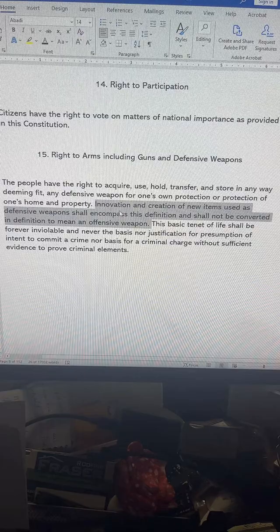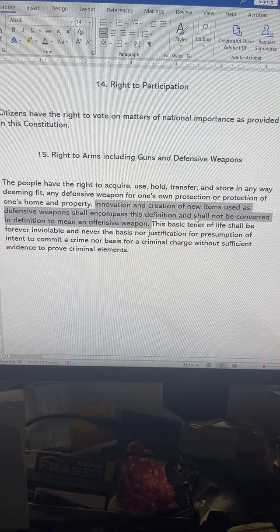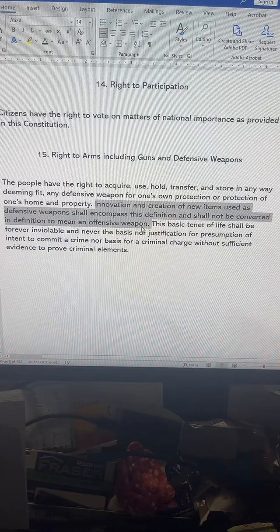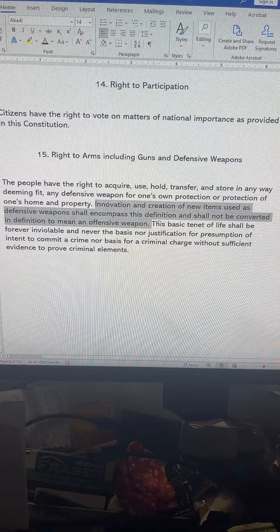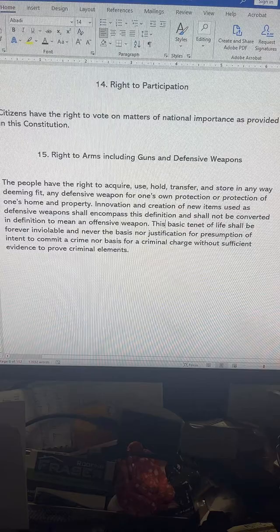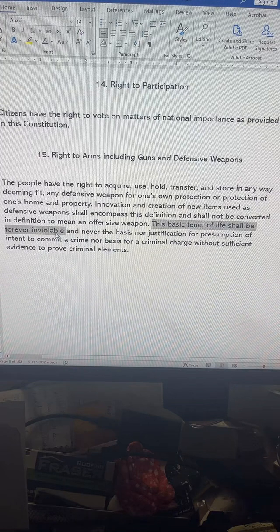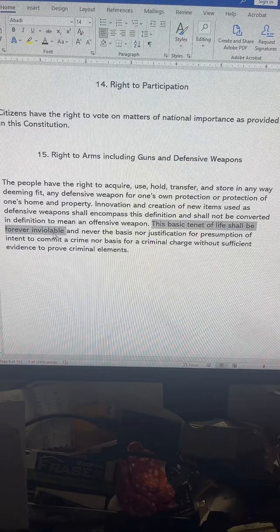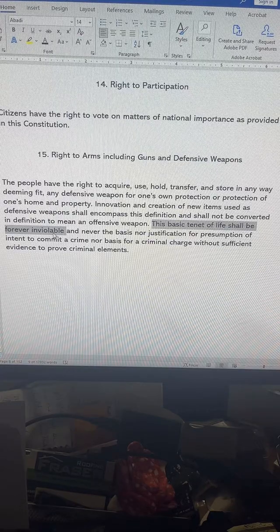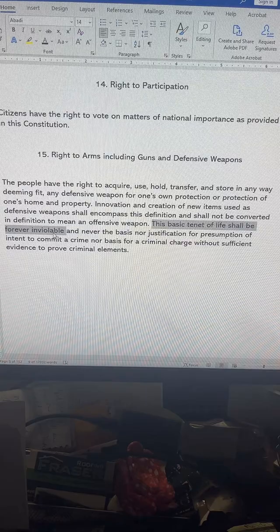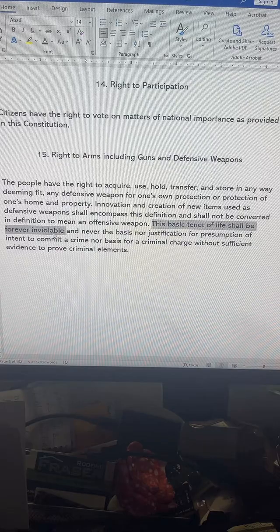So here we have that protection. A defensive weapon cannot be converted in definition to mean an offensive weapon. Right? This basic tenet of life shall be forever inviolable. What does that mean? It means you cannot change the law to make this a crime. Somebody defending themselves or acquiring a defensive weapon can never be converted into a crime. It doesn't matter how bad society gets. Everybody is always supposed to have the option of defending themselves or acquiring items to defend themselves if the case comes to be.